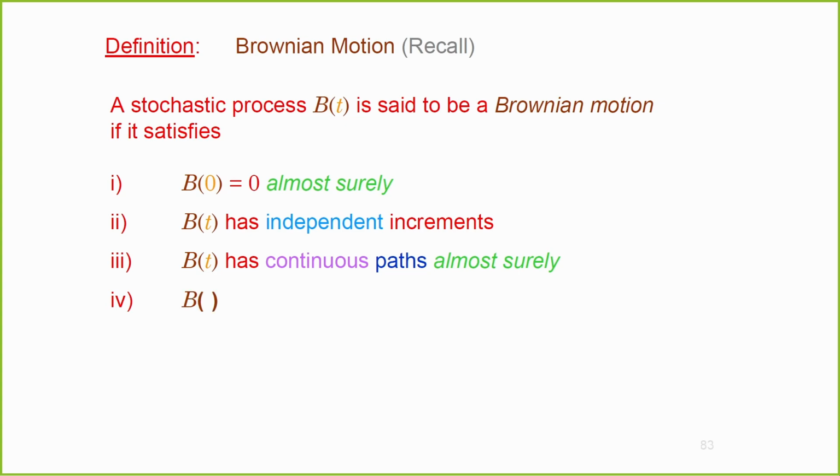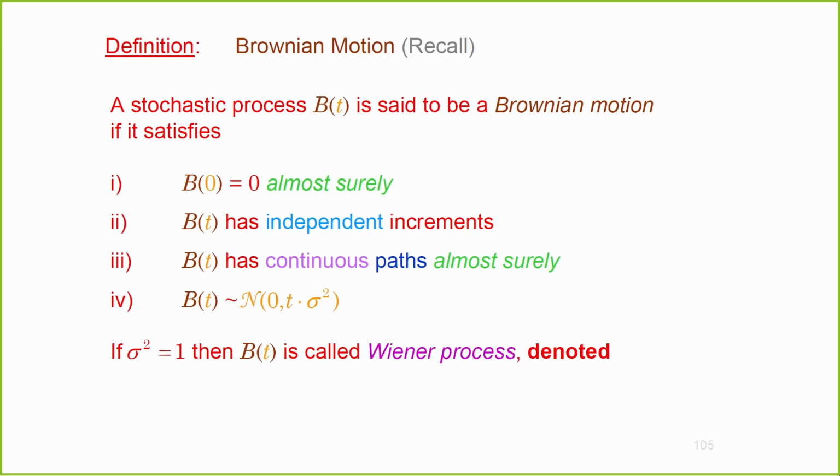And the last is that it follows the normal distribution as a random variable, where the mean is going to be 0 and the variance is proportional to time. Sigma squared was the variance of the noise from which the corresponding random walk was constructed. Now, if sigma is equal to 1, which is equivalent to saying that sigma squared is equal to 1, then the Brownian motion is said to be the Wiener process. And we're going to look at that in more detail as we did last time.